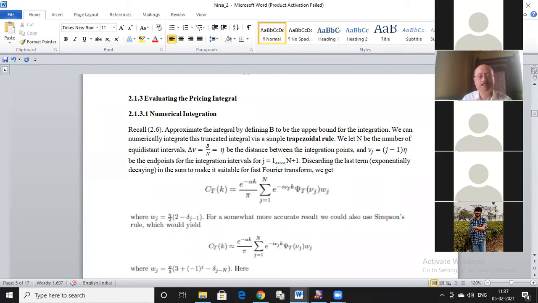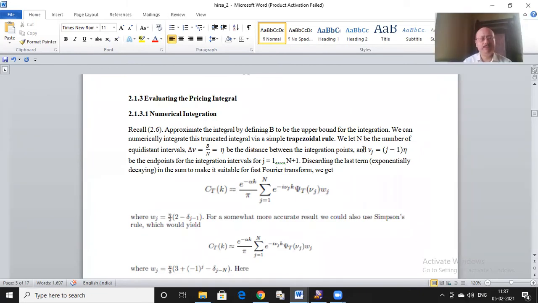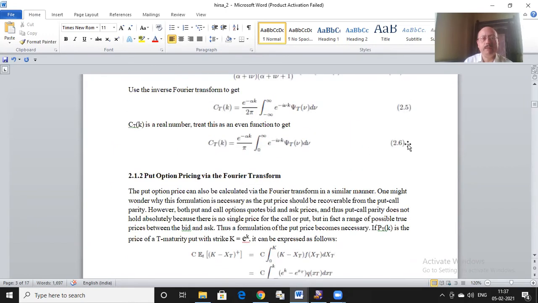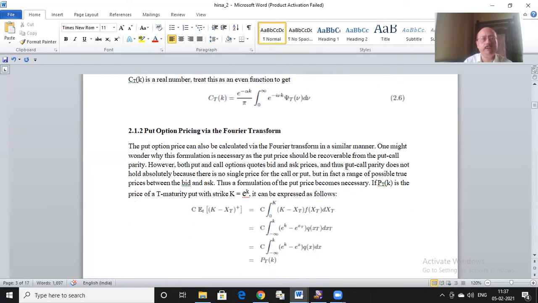Okay, so now we have the characteristic function, and using the characteristic function, we have the call price and the put price. So how do we actually evaluate the inverse Fourier transform, an expression like 2.6? When I have an integral like 2.6, I will obviously try to convert it into a finite sum and evaluate that sum. That's the numerical integration routine that we always do.